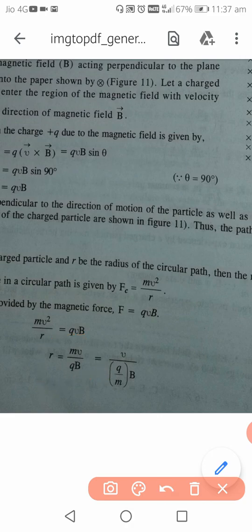From this equation you can also derive the expression for v. How to get that? If r equals mv by qB, v, meaning velocity, will be equal to how much? This qB will go to that side with r, so it will be r qB by m. This is the expression for velocity, rqB by m. This will be used in the next page.